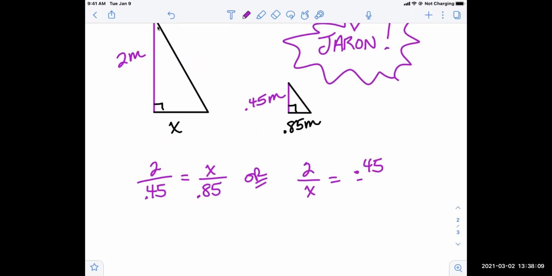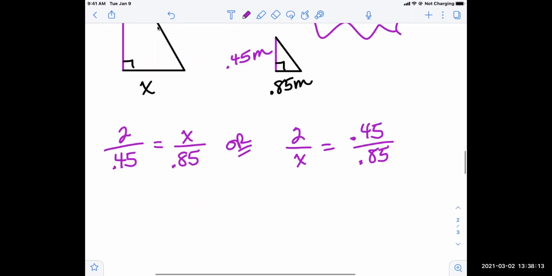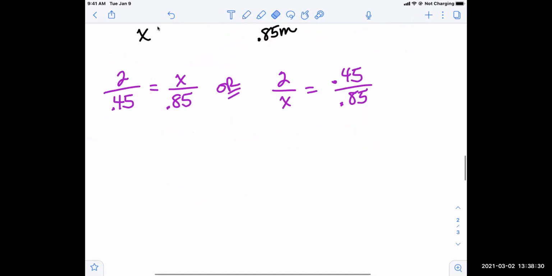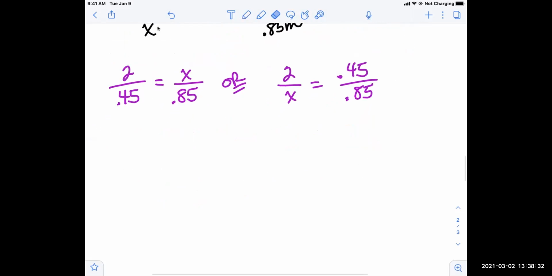Okay, so 0.45 over 0.85. You know how Geron had said 45 over 85 at first? That's okay, because notice that really what that is, is multiplying this by 100 and that one by 100. You multiply the top and the bottom by 100, and it would just get rid of the decimal. So it actually would be okay to call it 45 and 85. I would be careful with doing that in general, but that would be okay.